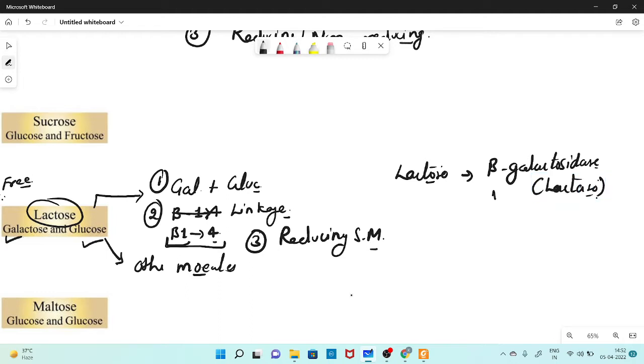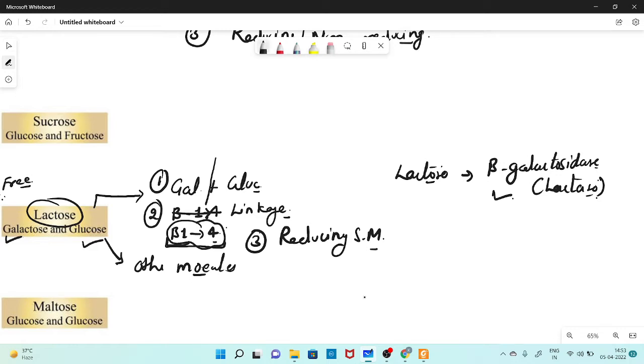Okay? So this enzyme hydrolyzes this linkage, the beta 1,4 linkage, right? And it breaks them into the galactose and the glucose sugar molecules. So in our body, how is the lactose being digested?